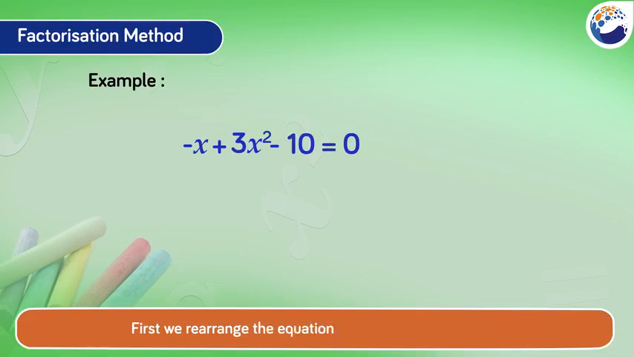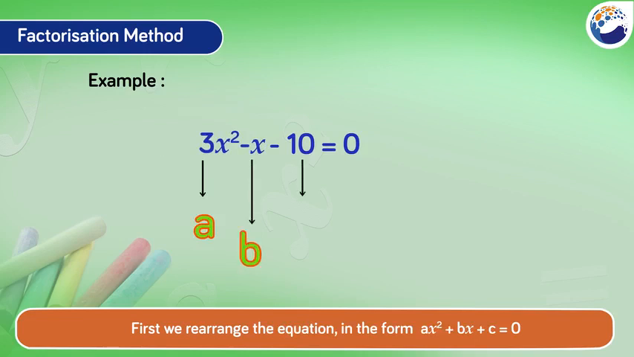First, we rearrange the equation. We get 3x² − x − 10 = 0. Then, comparing with ax² + bx + c = 0, we get a = 3, b = −1 and c = −10.